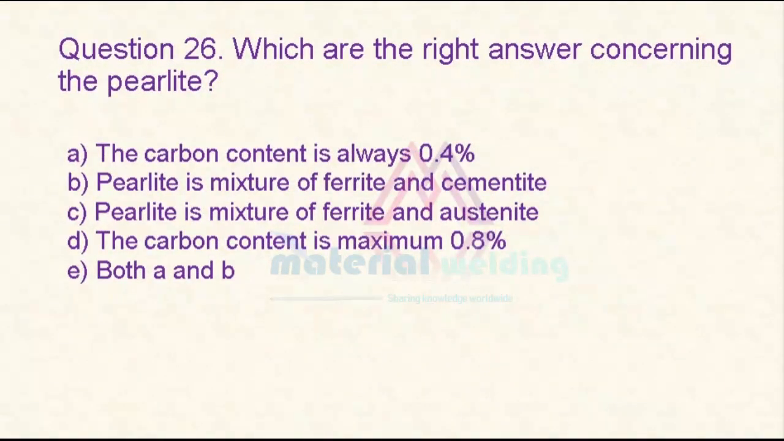Question 26. Which are the right answers concerning the pearlite? A. The carbon content is always 0.4%. B. Pearlite is a mixture of ferrite and cementite. C. Pearlite is a mixture of ferrite and austenite. D. The carbon content is maximum 0.8%. E. Both A and B.